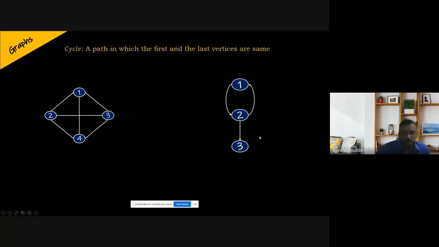Now, I told you we'll talk about cycles later. A path in which the first and the last vertex are the same is known as a cycle. If you look at the graph on the left side, 1 to 2, 2 to 3, 3 to 1. There is a path 1 to 2, 2 to 3, 3 to 1, so this forms a cycle. Here we have a path 1 to 2, 2 to 1. This is a directed graph, 1 to 2, 2 to 1. So this is a cycle.